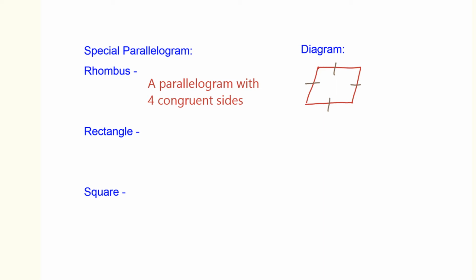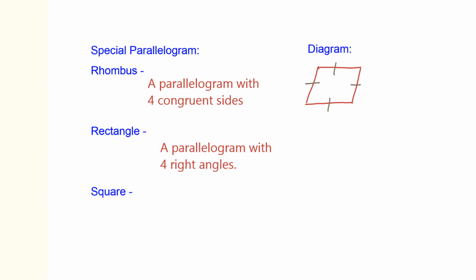Next up is the rectangle. A rectangle is a parallelogram with four right angles. We all know what the rectangle looks like. It's our four-sided polygon. And then we've got our four right angle symbols in all four corners.